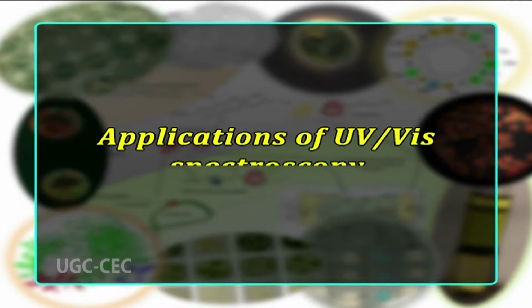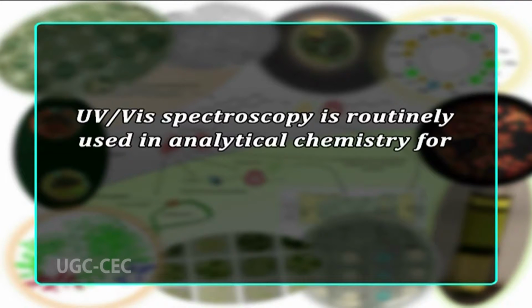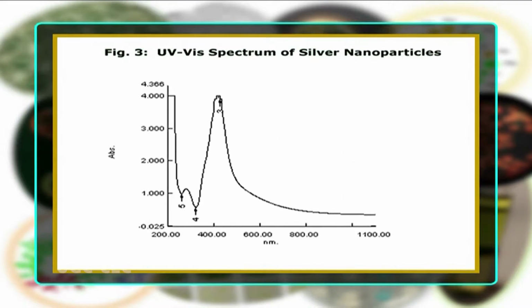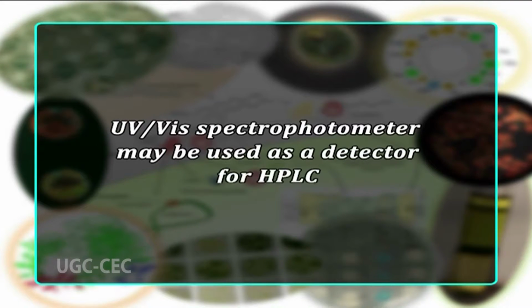Now let us discuss the applications of UV visible spectroscopy. UV visible spectroscopy is routinely used in analytical chemistry for quantitative determination of different analytes, such as transition metal ions, highly conjugated organic compounds, and biological macromolecules. Spectroscopic analysis is commonly carried out in solutions, but solids and gases may also be studied. A UV visible spectrophotometer may be used as a detector for HPLC. The presence of an analyte gives a response assumed to be proportional to the concentration.